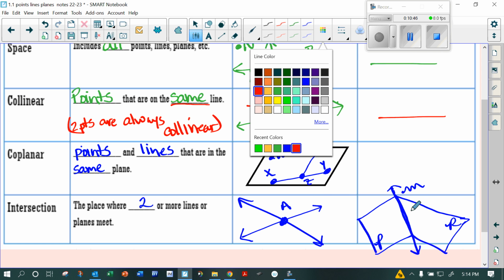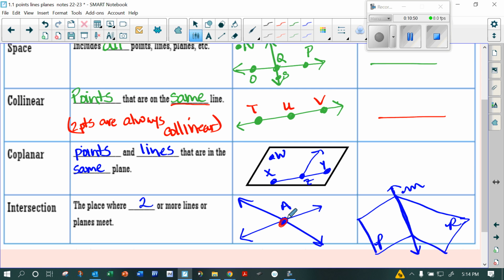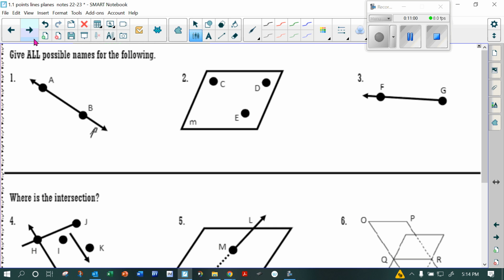So if you'll notice, the lines intersect at a point, while the planes are intersecting at a line, okay? So that's how those work. All right, so now what we're going to do is go through and give all the possible names for the following things, okay?